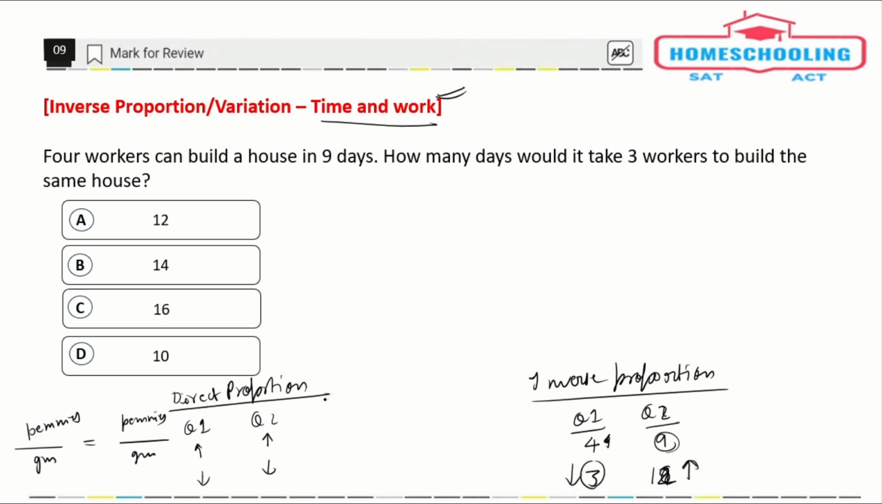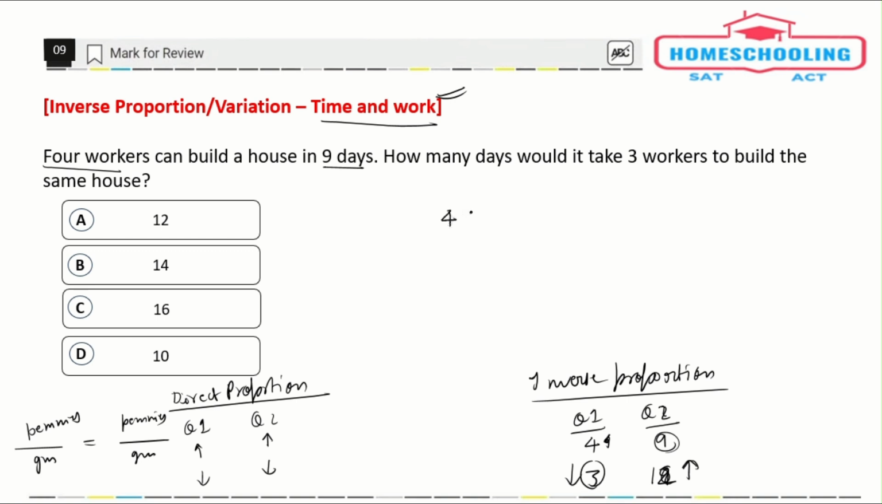The total time taken to complete that house will increase because the number of workers has decreased. So that is the difference between direct proportion and inverse proportion. In direct proportion, if one quantity increases, the other also increases, and we represent them in fraction form. But in inverse proportion, instead of dividing, we will do multiplication. So always remember, in inverse proportion, we multiply.